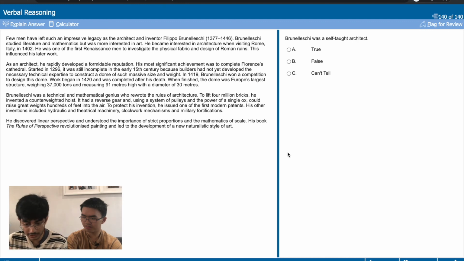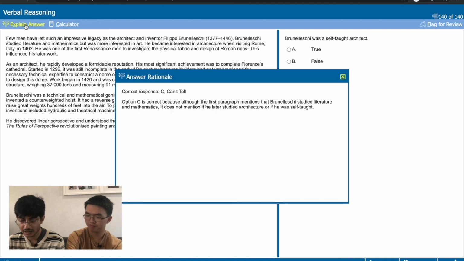This guy was a self-taught architect. He actually studied literature but was more interested in art. I'm looking at the last paragraph. He discovered linear perspective and strict proportion. I can't tell. It doesn't really say anything about who taught him or anything. Yeah, C. So that's all the questions we'll be covering.